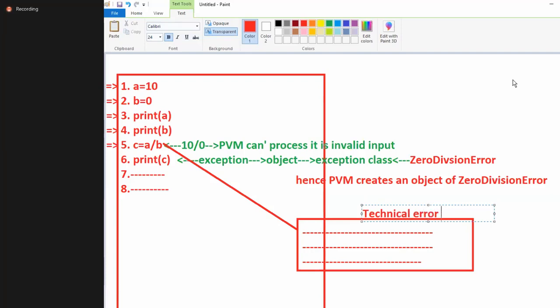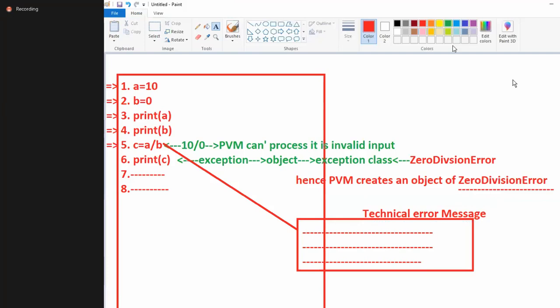So tell me, ZeroDivisionError, what is this class called? Is it an exception class you defined, or already defined? Already defined. It was already defined, that's why it is known as what? Predefined exceptions we can call.